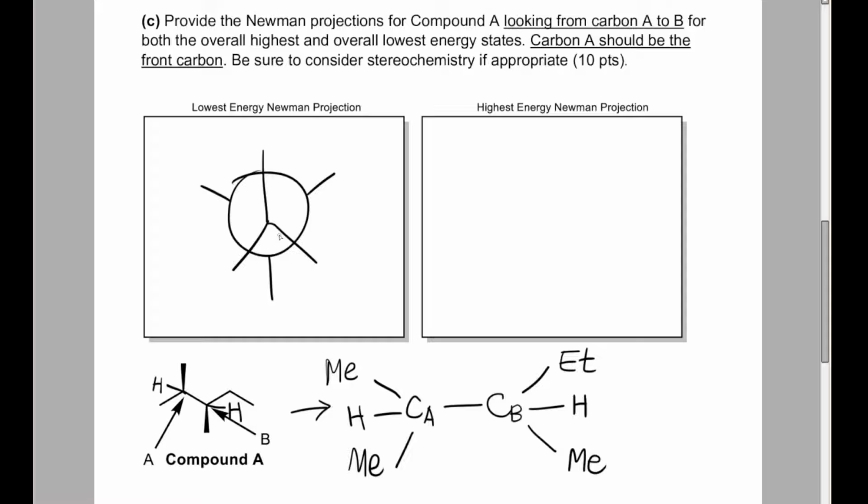And likewise, for the highest energy Newman projection, it would be the opposite, where we would want to draw an eclipsed formation, because if the substituents for the front and back carbon are eclipsed, they're closer together, they're more likely to react, and thus there's a higher energy state.